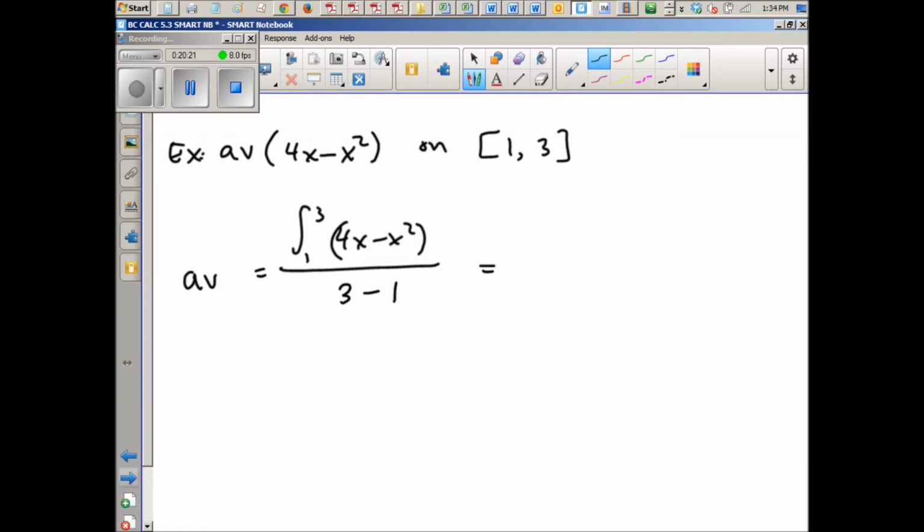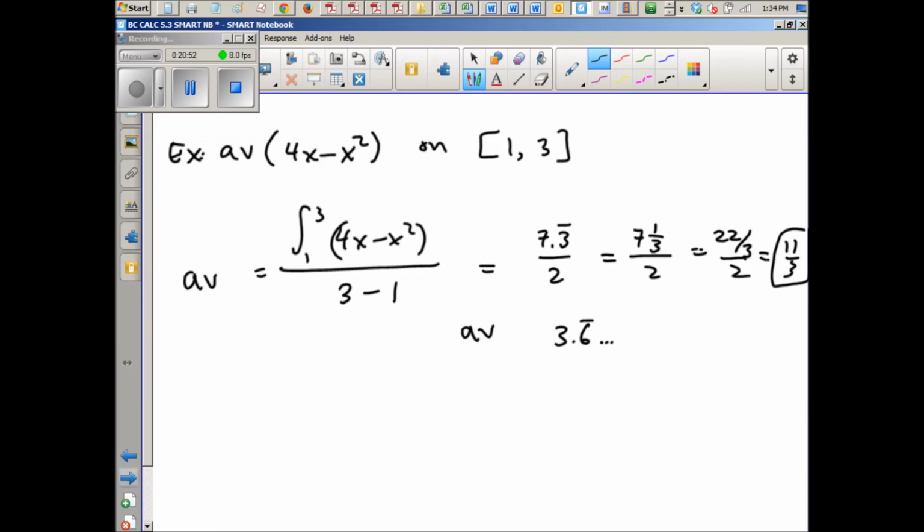So you can use your Math 9 button for that. And I think I remember the answer, but I just want to type it in just in case. It's 7.3 repeating over 2. I'm just going to interpret that as 7 and 1 third over 2. In other words, 22 thirds over 2. In other words, 11 thirds. So I believe that this is 11 thirds, in other words, 3.6 repeating. The average value in exact form is 11 thirds. The average value in approximate form is 3.6.